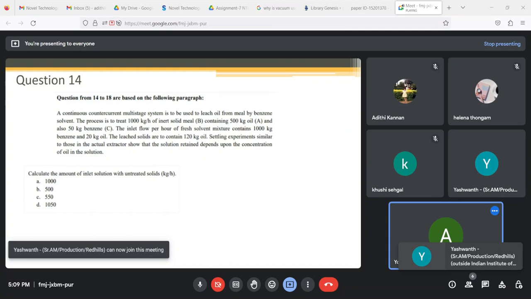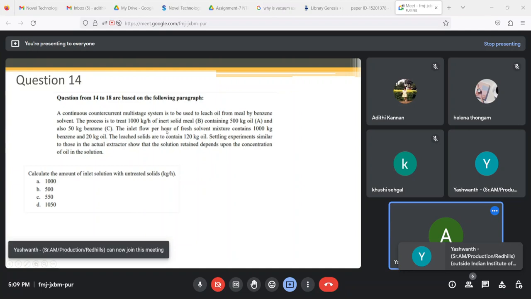Okay, so question 14. Questions 14 to 18 will be based on the same passage, but different questions will be asked from it. A continuous countercurrent multi-stage system is to be used to leach oil from a meal by benzene solvent. The process is to treat 1000 kg per hour of inert solid meal B containing 500 kg oil A and also 50 kg benzene C.